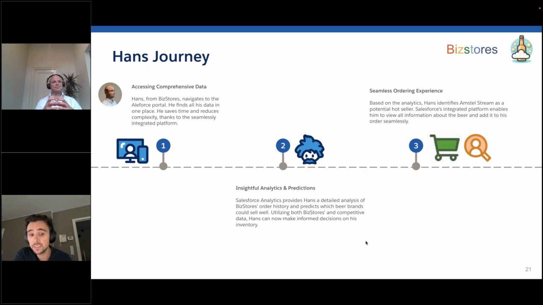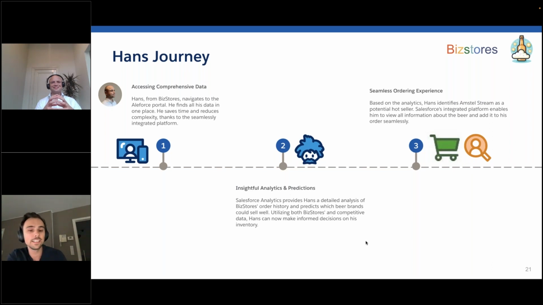Now, the next thing is that we get these insightful analytics, but also predictions. AI is now a buzzword, but the good thing is that Salesforce has been doing AI for almost 10 years, thanks to Einstein. So Einstein will give Hans a detailed analysis, but also suggestions. Based on his order history, there will be predictions on what beer brands could sell the most, but also based on competitive intelligence. What are my competitors doing in the region? And this really helps him make the informed decision. Because again, what does Hans want to avoid? That he buys beer that just gathers dust. Beer is made to be drunk and not to gather dust.